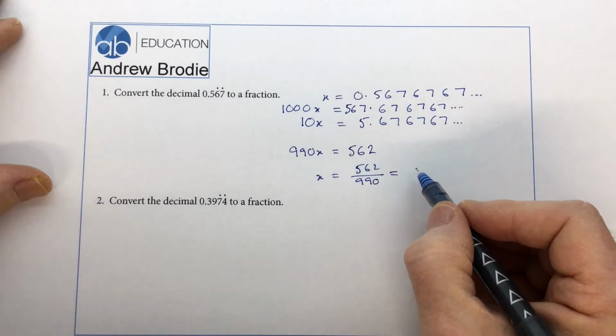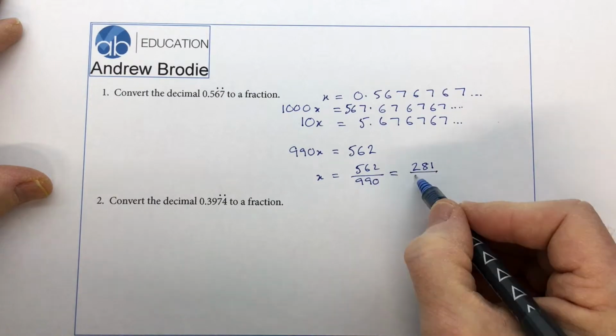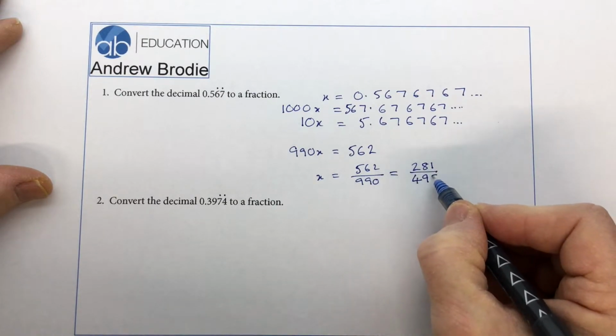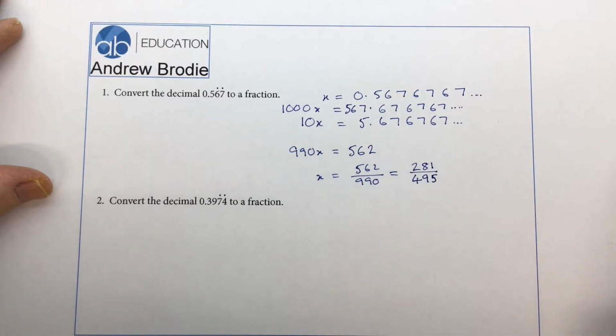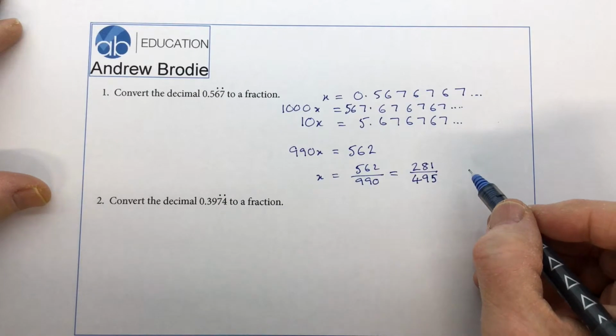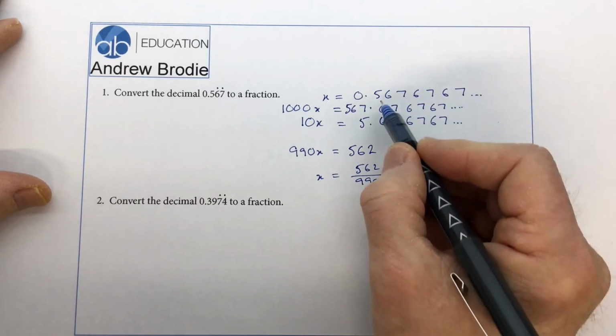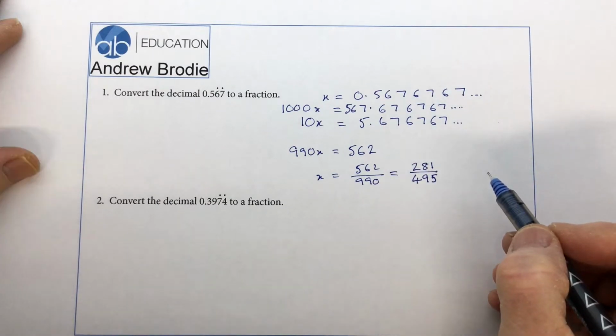So that's going to be 281 over 495. Now, will they simplify? I don't think so. I think we've reached the end of the line there. And so there we are. Remember, what we had to do was to get the 6 7s to line up. The recurring parts had to line up.